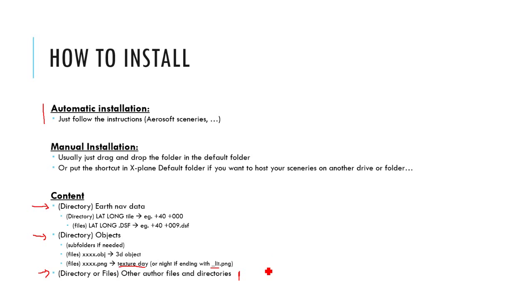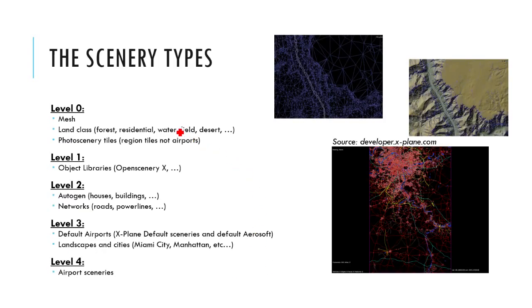If it's an airport, or for example a mesh, or a 3D object library like OpenSceneryX or whatever. So, the scenery types. I've divided those into 5 categories: level 0, 1 through 3, and 4. Level 0 is what I call the mesh, land class, and photo sceneries.